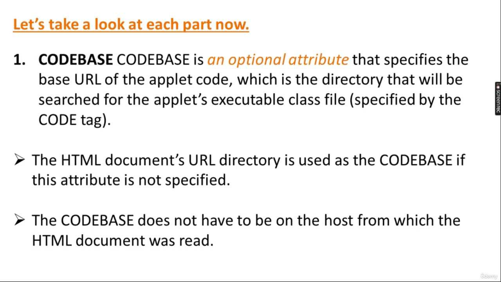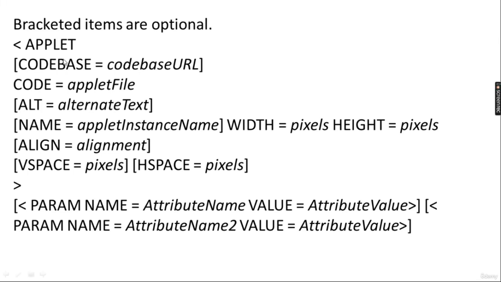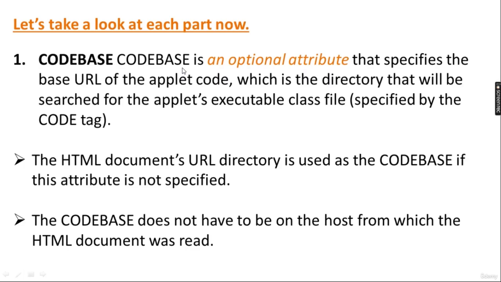Now we will see each part in detail. First is codebase. What is codebase? We have written it like this: in the applet tag, codebase is equal to codebase URL. It's an optional attribute that specifies the base URL of the applet code, which is the directory that will be searched for the applet's executable class file. So this class file will be specified by the code tag.